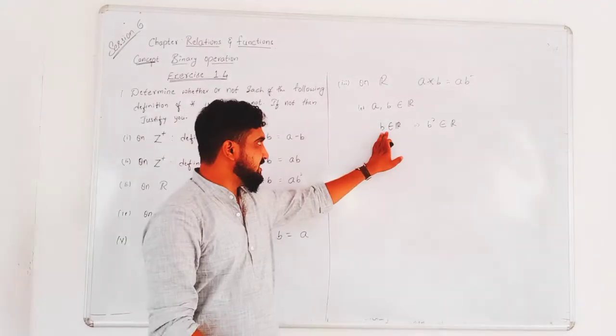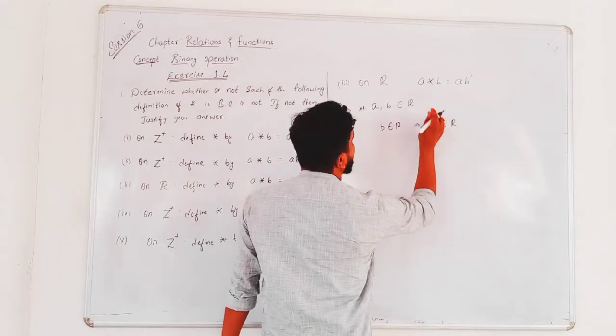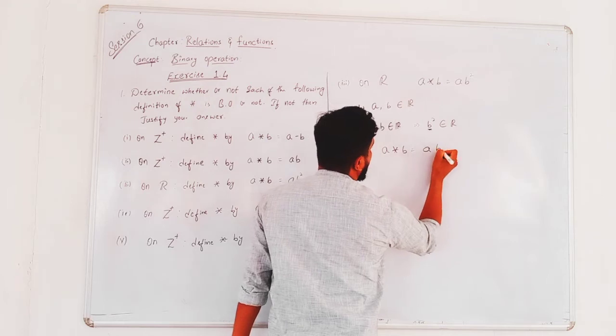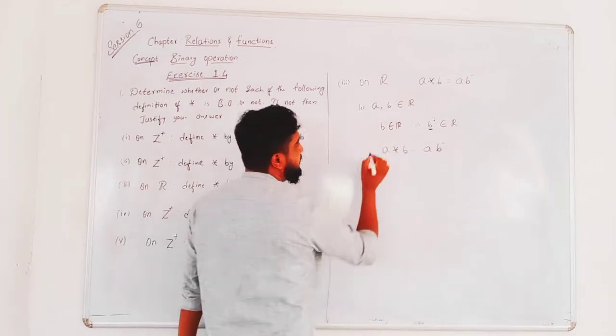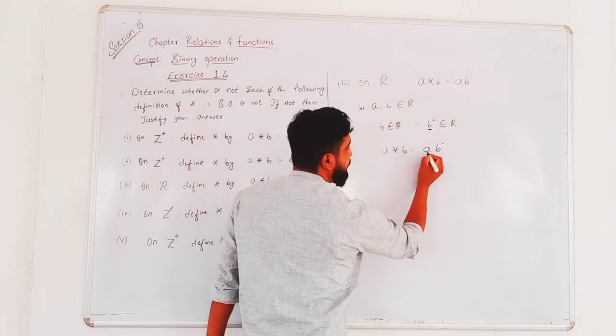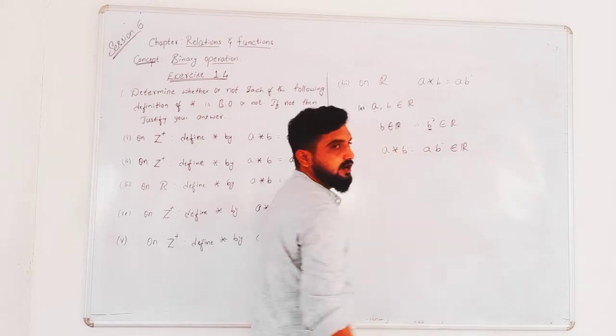So if B is a real number, B square is a real number. Now this is a number. This is a number. Look here. A star B is equal to A B square. A real number, B square real number. So the product of two real numbers is again a real number. That's why this belongs to R.